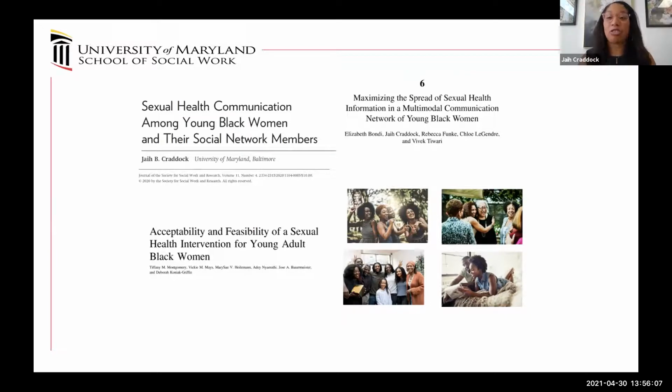Another one looks at the actual structure of the network, so a sociocentric network, to understand how we can use these networks to disseminate information within networks of individuals. So disseminating sexual health information, disseminating COVID-related information, and how we can use these different modes of communication, based on how they're communicating with their network members and those different structures of who they're connecting with, to spread information within those networks.